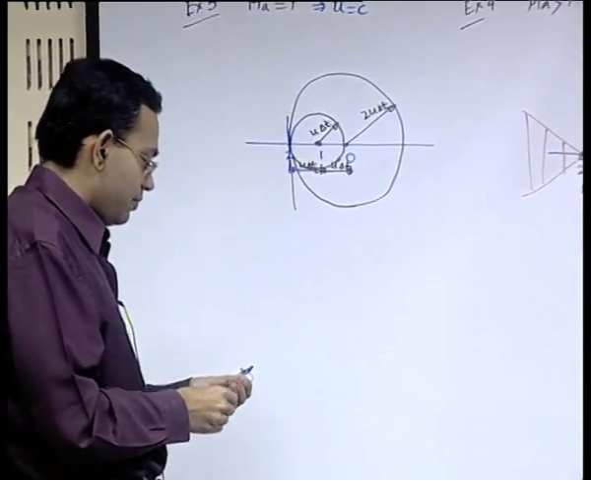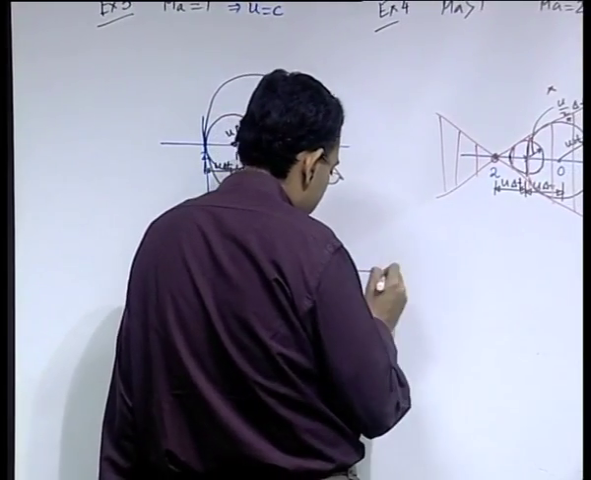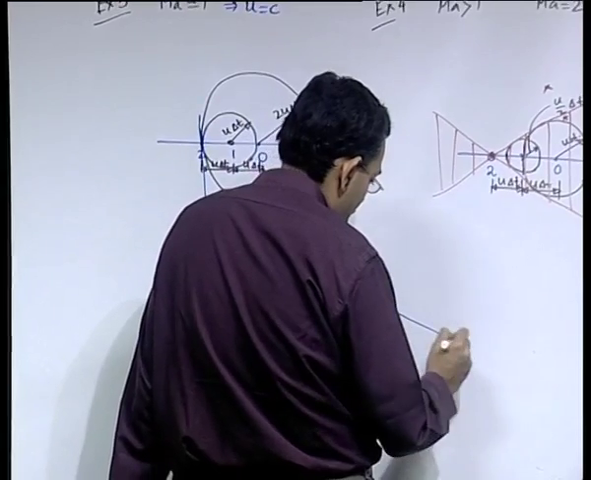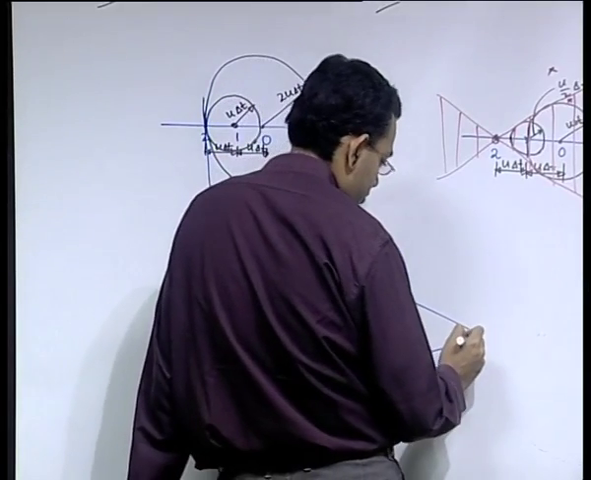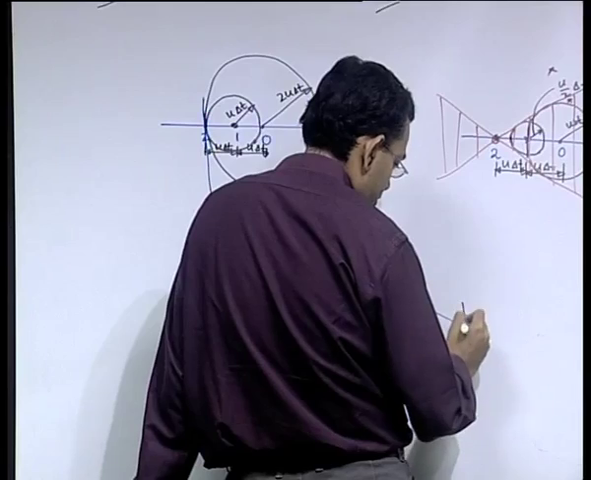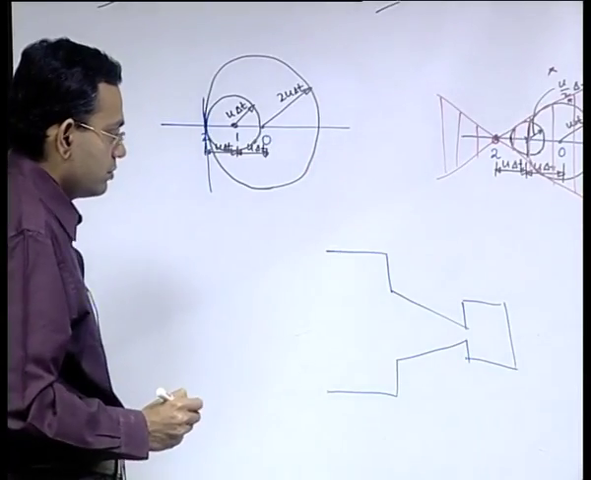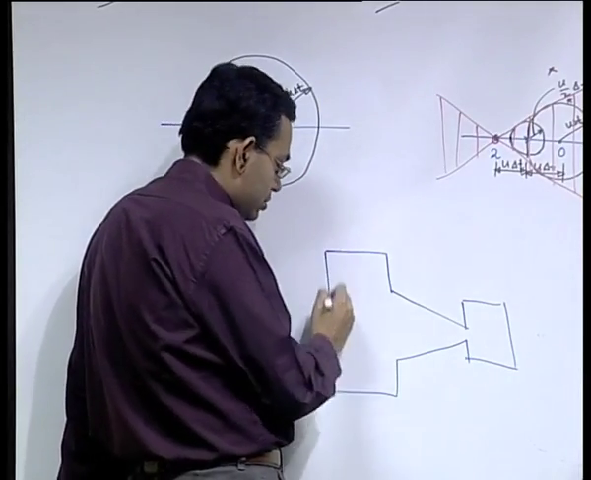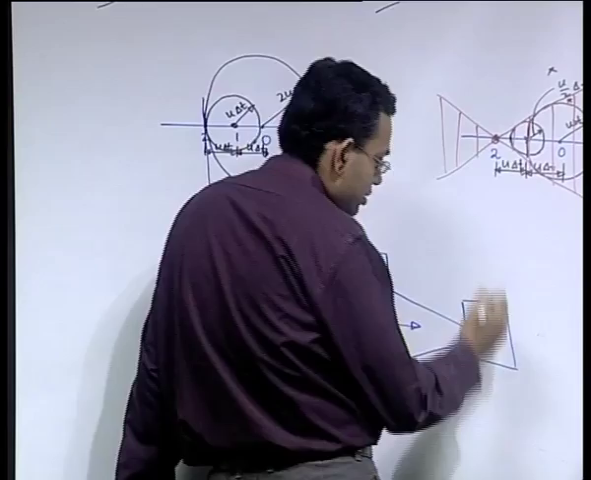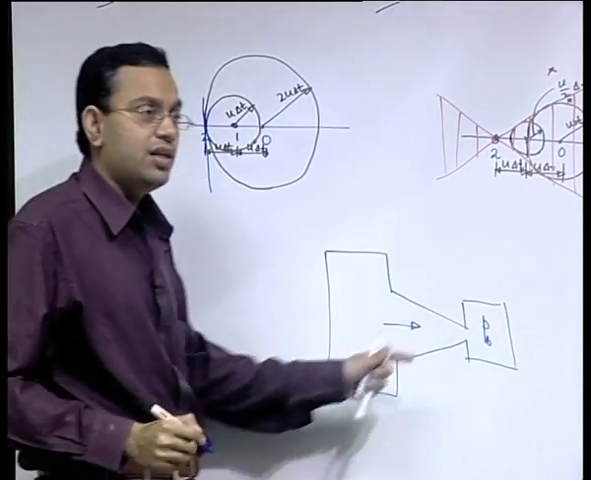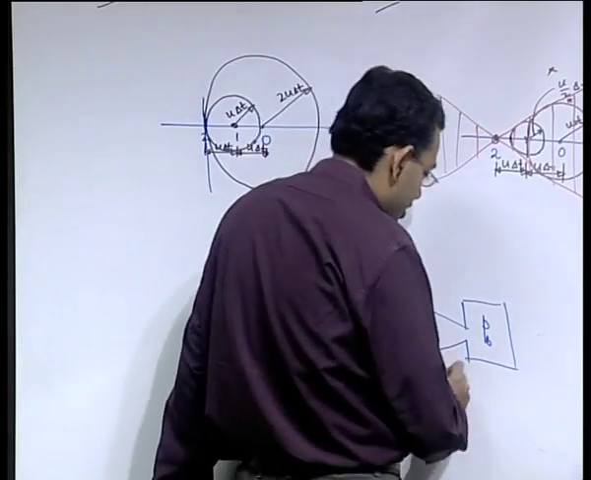Let us consider another physical example. Let us say that you have a converging nozzle, you have a supply reservoir, and you are maintaining a back pressure so that fluid is coming from the supply reservoir along the positive x direction.